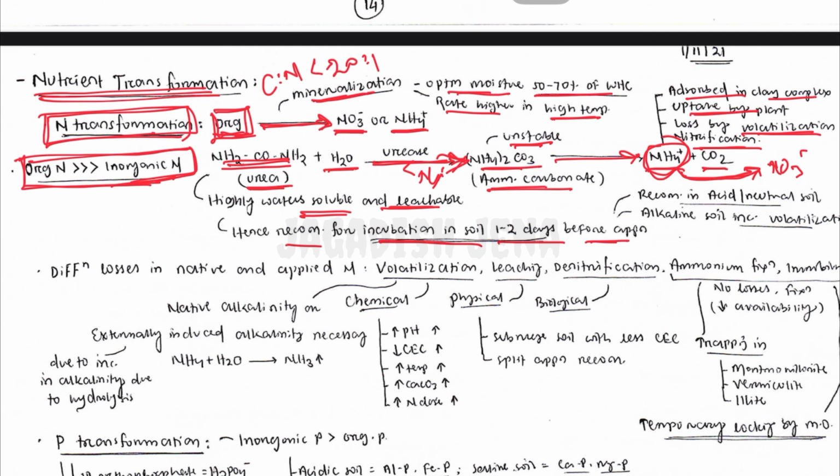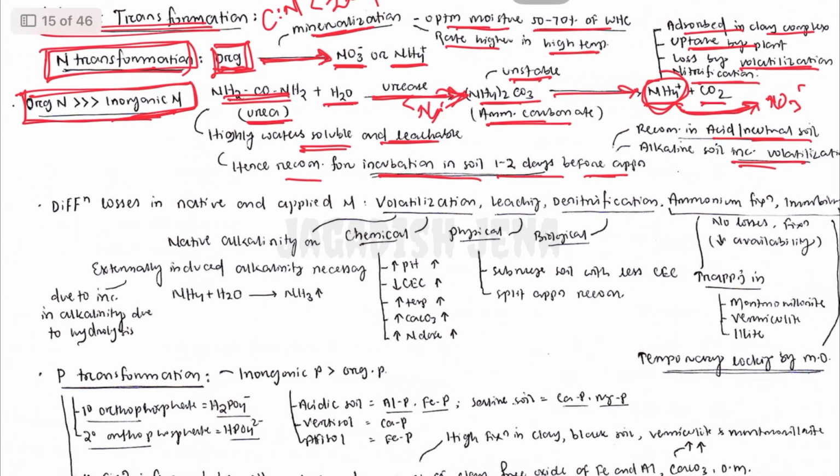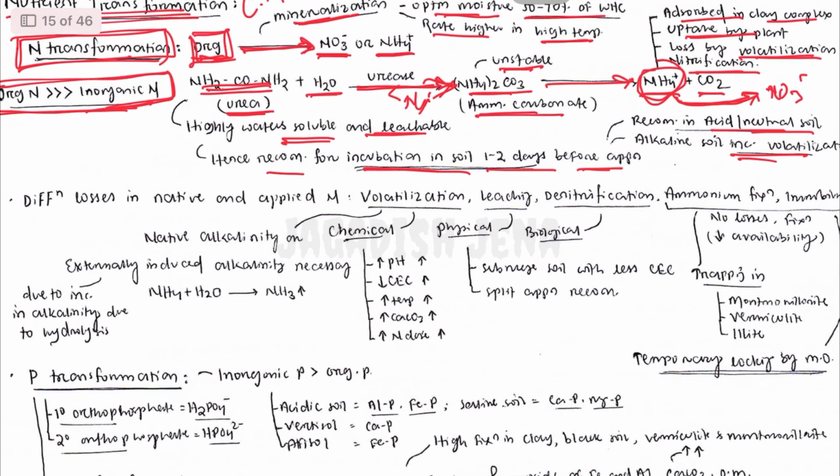Then after incubation for a few days, you can go for application for better absorption and all. Recommended in acidic or neutral soil, not in alkaline soil, because in alkaline soil a volatilization problem might happen. Okay. Now, different losses in native and applied nitrogen.